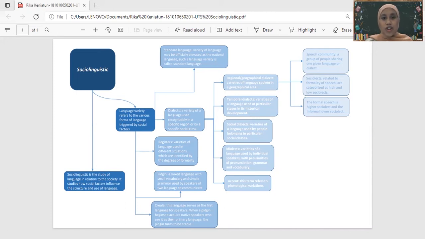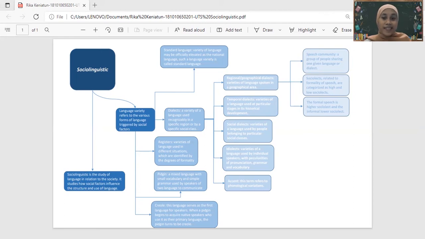And now we're going to talk about dialects. Because a dialect is a variety of language, used in a special region or by some places and social classes. Dialects are also divided into 5 points. The first point is regional or geographical dialects, varieties of language spoken in a geographical area.